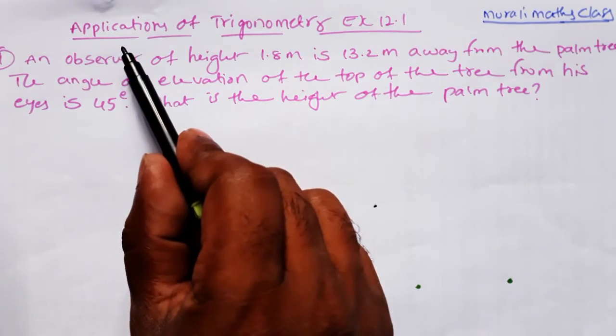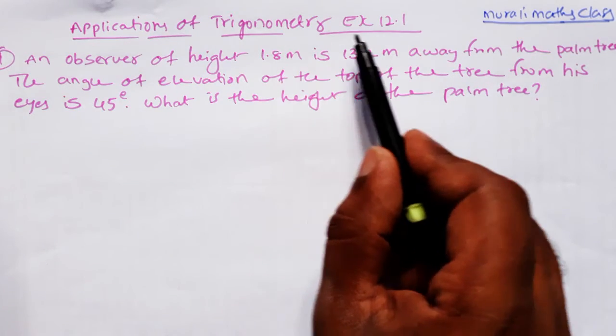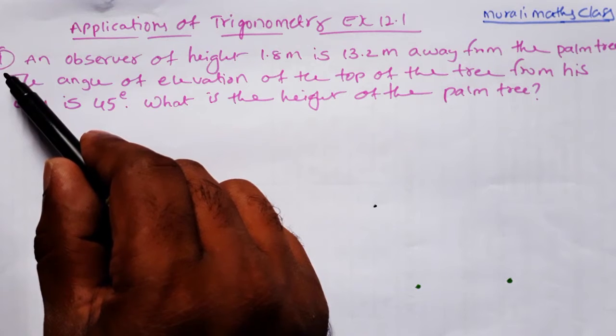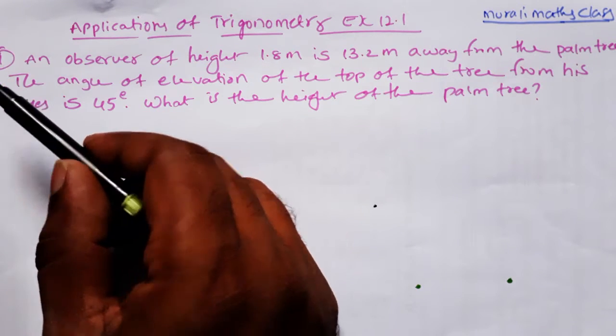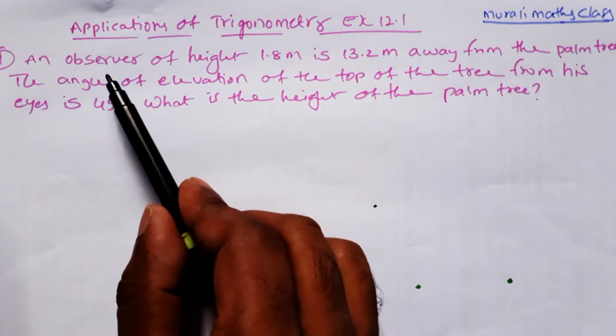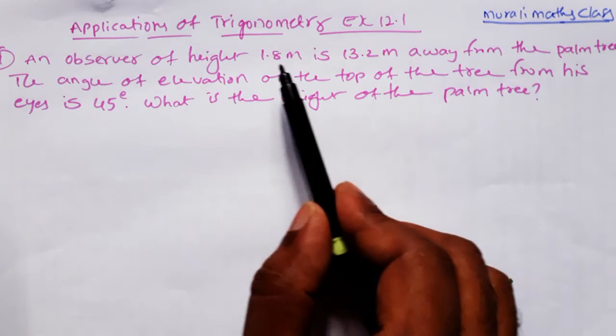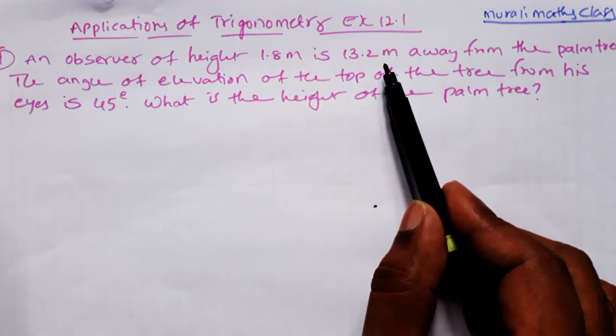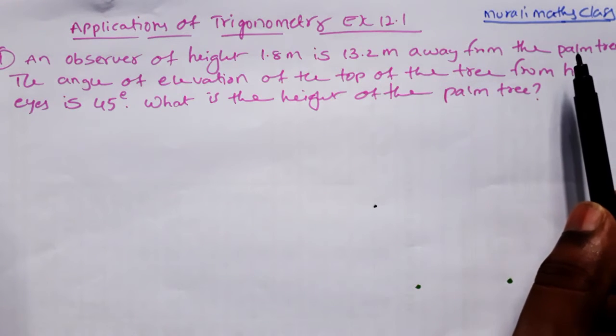So today we will learn applications of trigonometry, exercise number 12.1. In that ninth problem we will see now how to solve it. Okay. So the ninth problem is given like this. An observer of height 1.8 meters is 13.2 meters away from the palm tree.